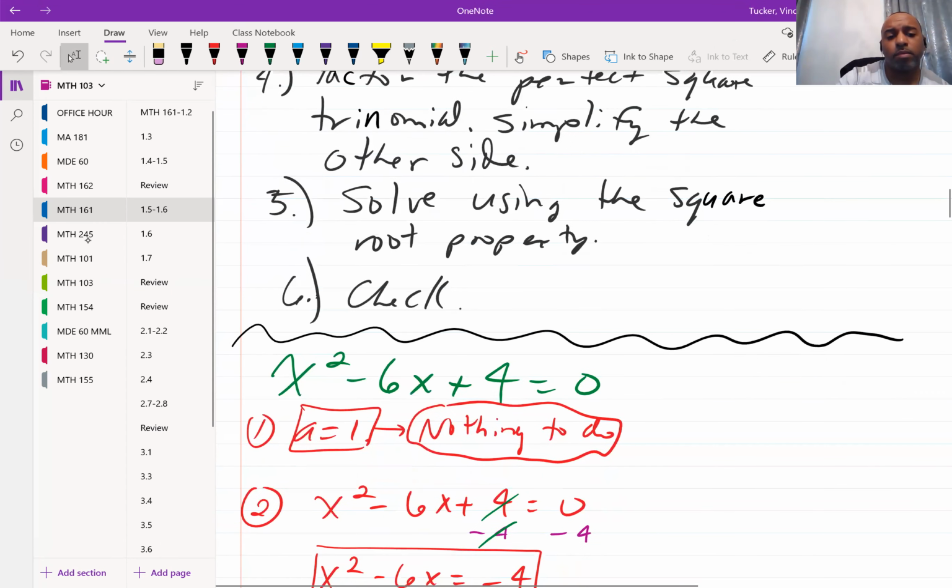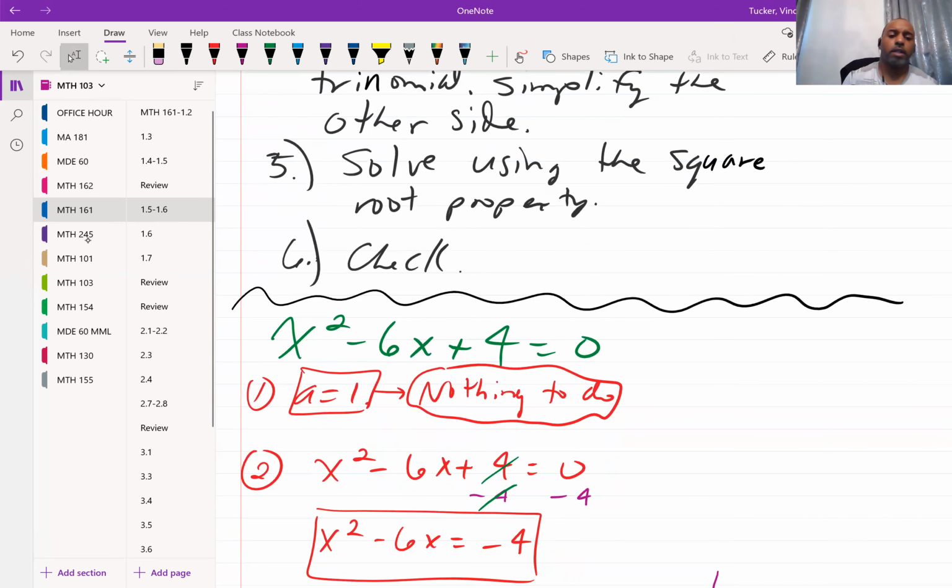Second step is to isolate the constant. So we have plus 4, so we subtract 4 from both sides. And now we have x² - 6x = -4. Any problems?